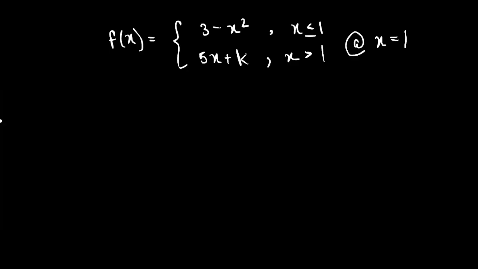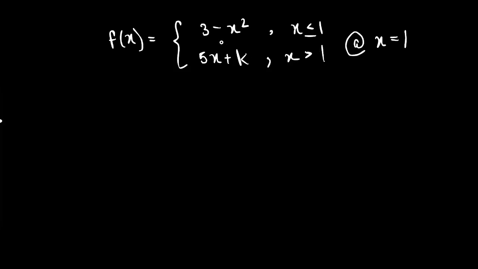All right, now let's look at this problem here. So we're given another piecewise function, but here, as opposed to the previous problems, we need to actually figure out what value of k for this function would allow it to be continuous at x equals 1. The function is 3 minus x squared when x is less than or equal to 1, and it's 5x plus k when x is greater than 1.